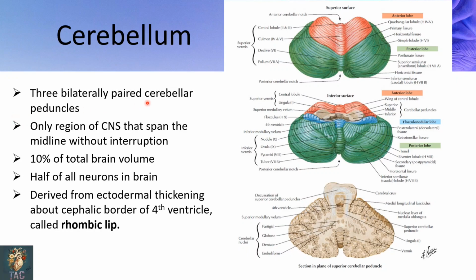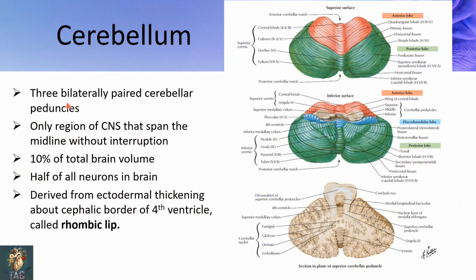There are three bilaterally paired cerebellar peduncles which attach the cerebellum to the brainstem: the superior, middle and inferior cerebellar peduncle. The superior attaches the cerebellum to the midbrain, the middle attaches the cerebellum to the pons, and the inferior attaches the cerebellum to the medulla oblongata.